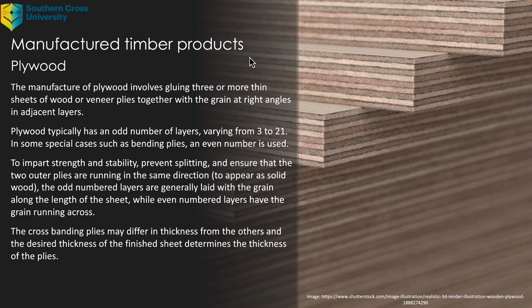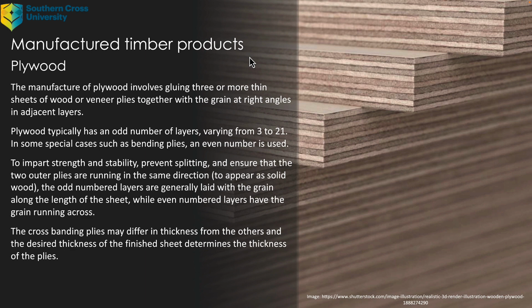To impart strength and stability, prevent splitting, and ensure that the 2 outer plies are running in the same direction, so that it appears like solid wood does, the odd numbered layers are generally laid with the grain along the length of the sheet, while the even numbered layers have the grain running across the sheet.